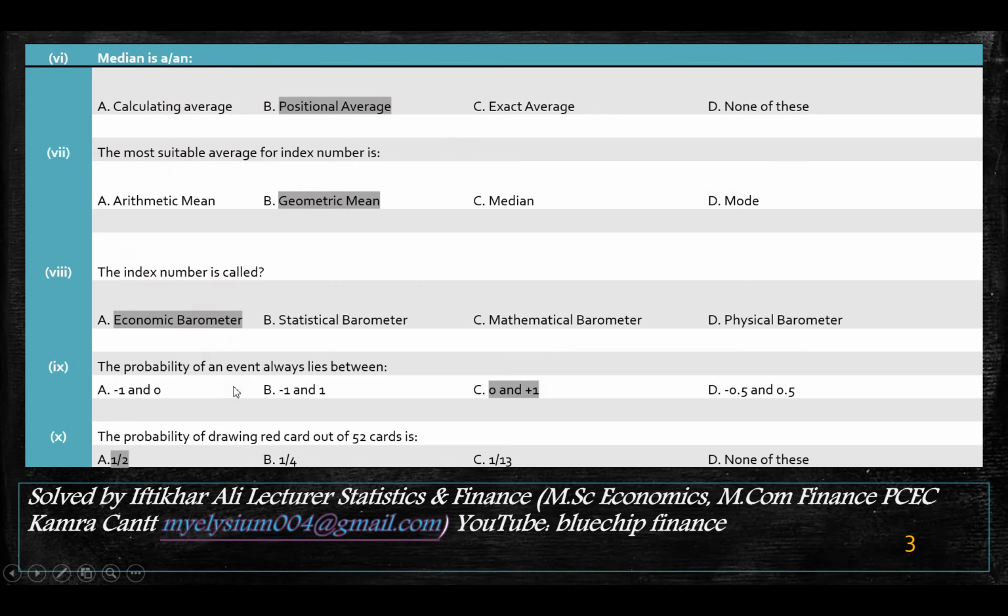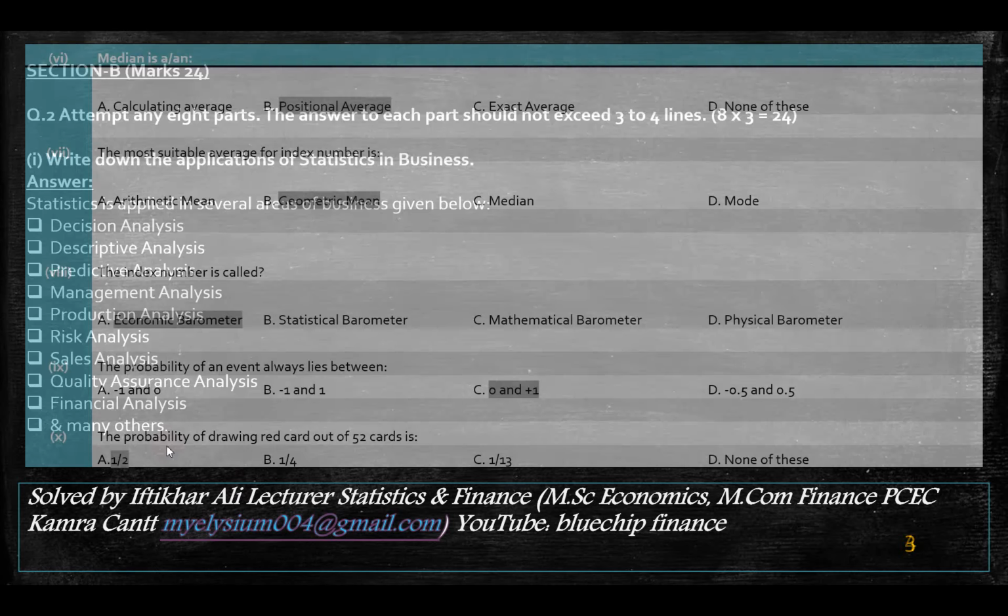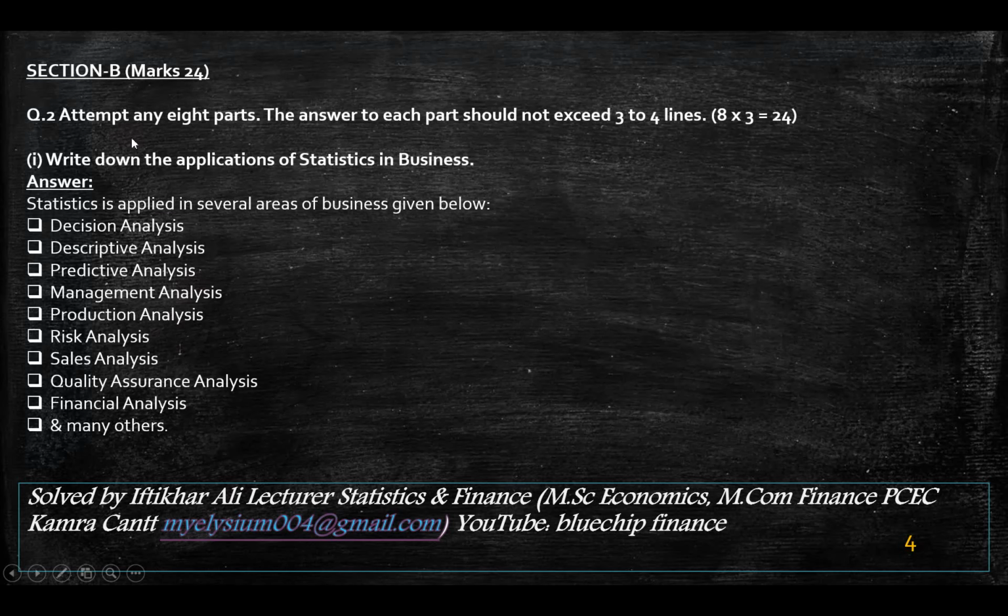The probability of an event always lies between 0 to +1, both inclusive, maybe. The probability of drawing a red card out of 52 cards is 1/2. Because there are 26 red cards and total cards are 52, so 26/52 is equal to 1/2 or 0.5. Now we move to section B.